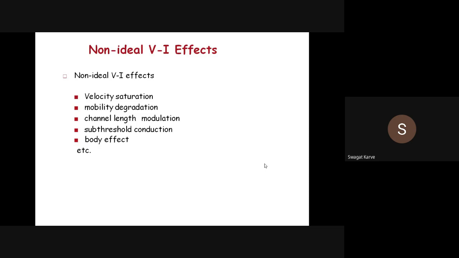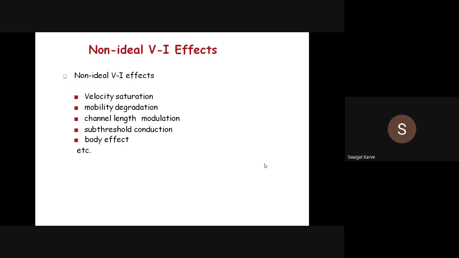Okay, so in the last lecture we discussed the VI characteristics of the NMOS transistor, basically the ideal VI characteristics, if you talk very precisely. In today's lecture, we are going to discuss the non-ideal VI effects, or non-ideal VI characteristics, of the NMOS transistor. So what are the non-ideal VI effects of the N-type MOS transistor?